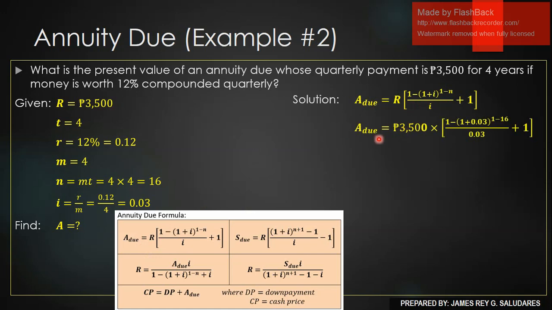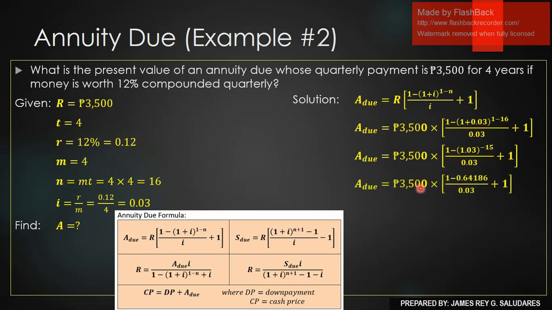For R, you have the 3,500. Your i is 0.03. Your N is 16. So simplify further. You have the 3,500, just copy 3,500. 1 plus 0.03 is 1.03. 1 minus 16 is negative 15. Just copy all the other terms. So 1.03 to the power of negative 15 is 0.64186. I use 5 decimal places for this one.